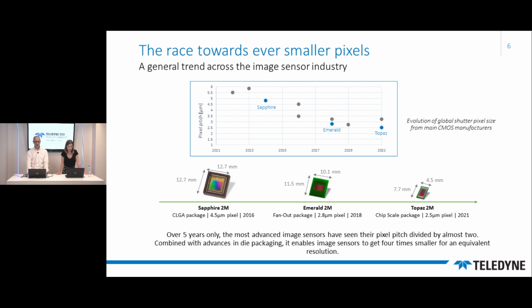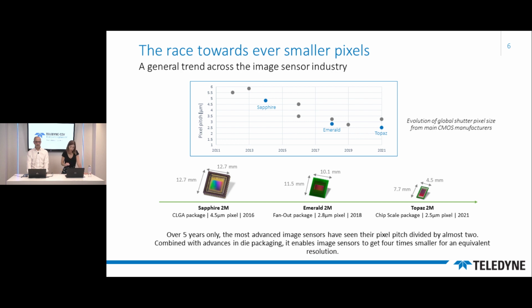You can see below the chart a timeline. I took here the example of 3 different image sensors we released, all of them having a full HD resolution, so 2 megapixel. You can see on the left the Sapphire sensor that we released in 2016, which relies on a 4.5 micron pixel and CLGA package. 2 years ago, the Emerald 2M came, same resolution, but this time 2.8 micron pixel and fan-out package. You can see the evolution of the size. And finally, last year with the release of Topaz 2M, our latest megapixel sensor, which relies on a 2.5 micron pixel pitch and PIP scale package technology.